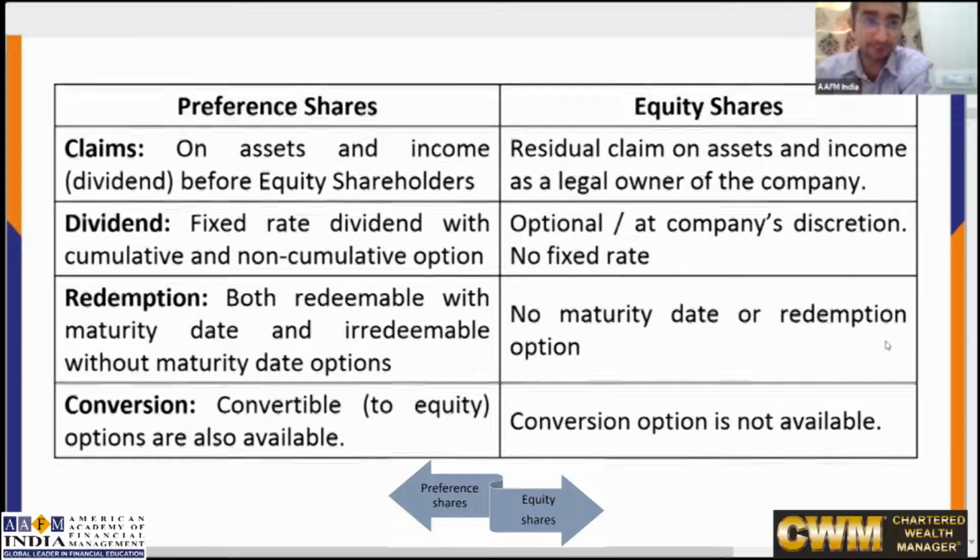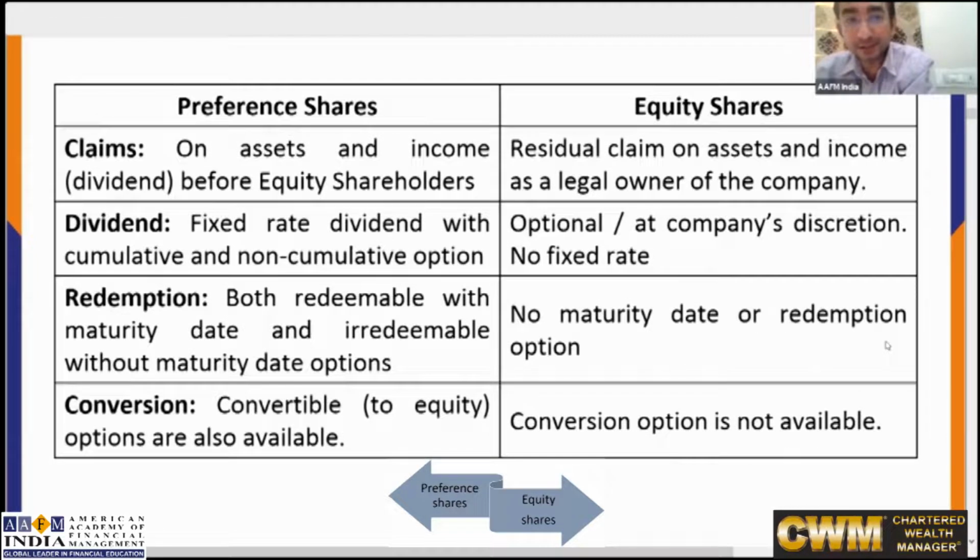There are two types of shares, preference shares and equity shares. Preference shares have claims on the asset and income in the form of dividend before equity shareholders. So preference shares will have the preference on the claim on the income as well as on the asset before the equity shareholders get anything.